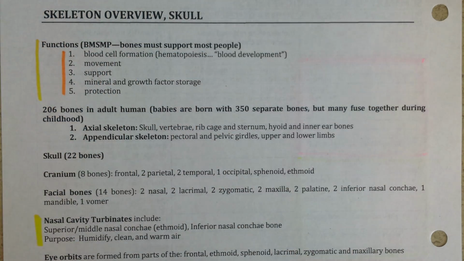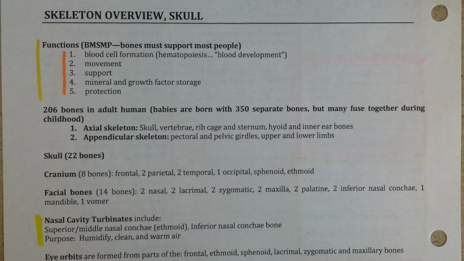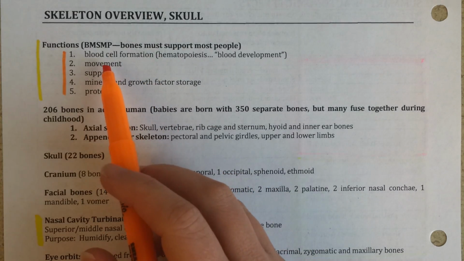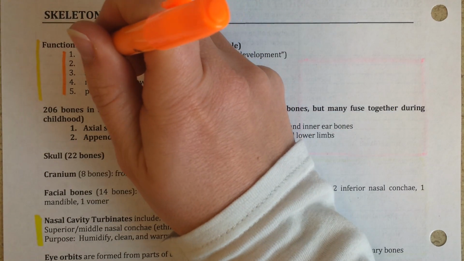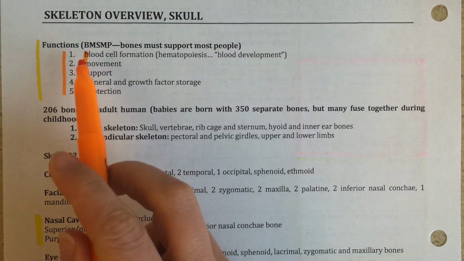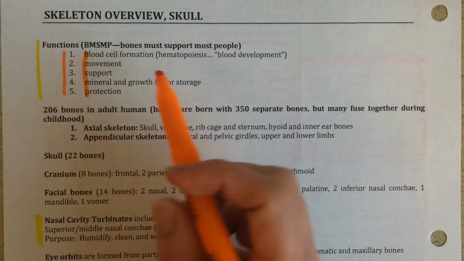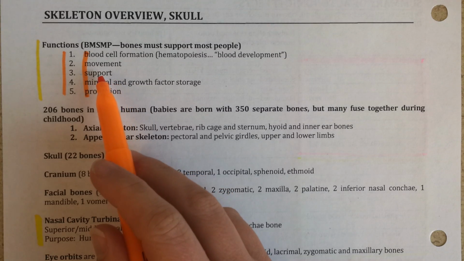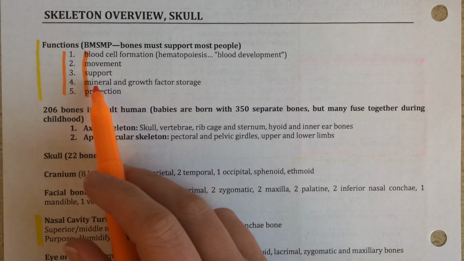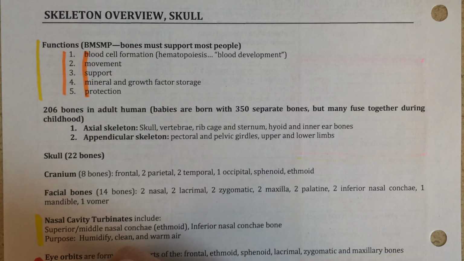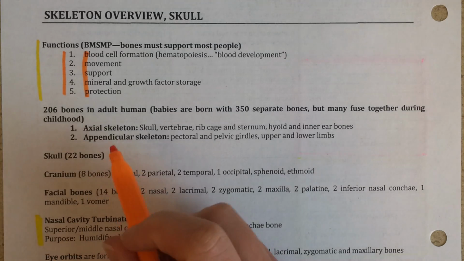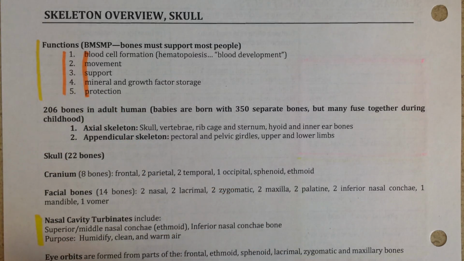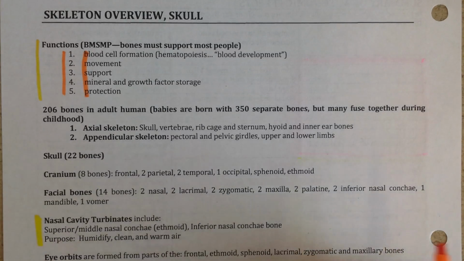I came up with a little mnemonic: bones must support most people, or BMSMP. And each one is like the first letter here. So bones, or blood cell formation, what we call hematopoiesis, movement, support, mineral and growth factor storage, so things like calcium, and then of course protection. The rib cage protects your heart and your lungs.